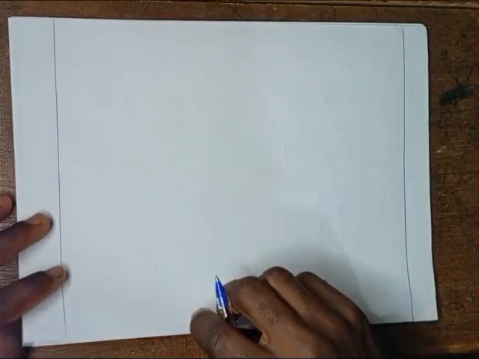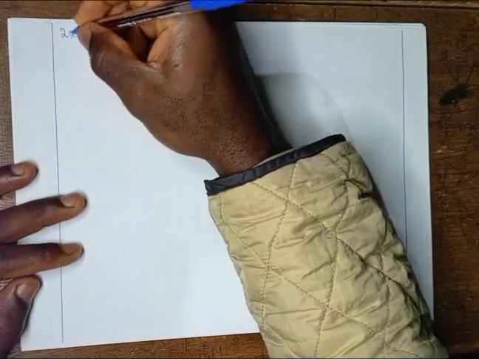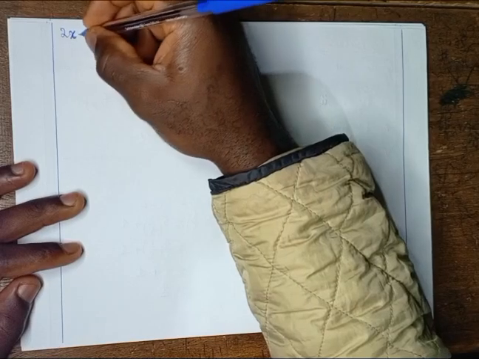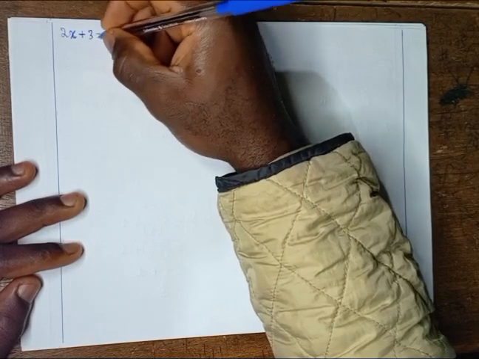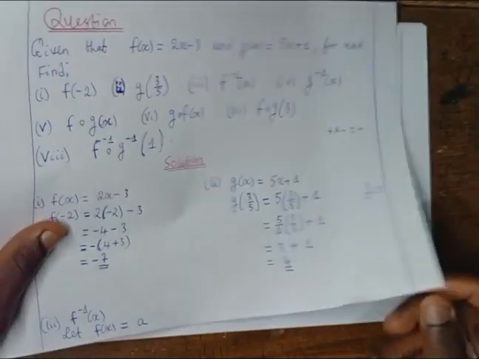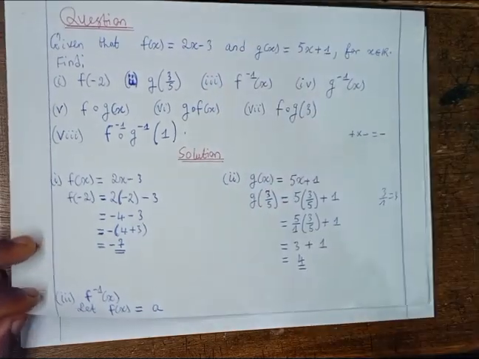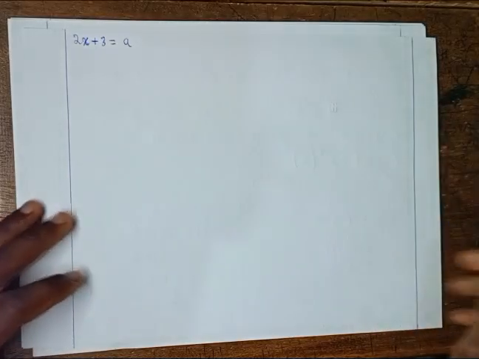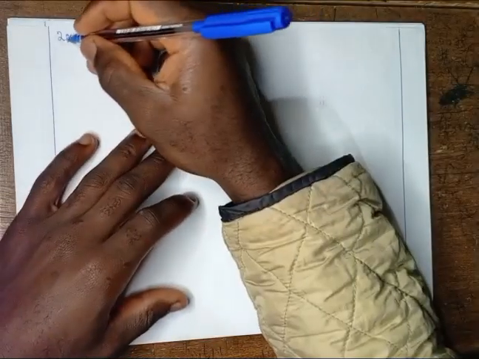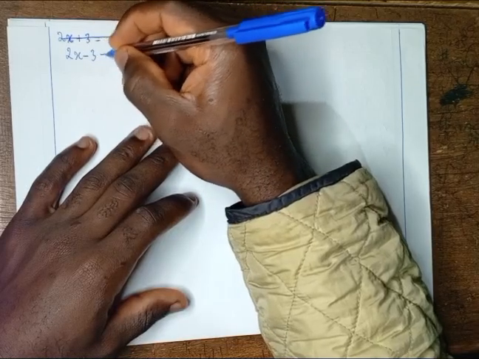f of x is equal to a. We know f of x is equal to 2x minus 3. Let me correct this. We have 2x minus 3 is equal to a.